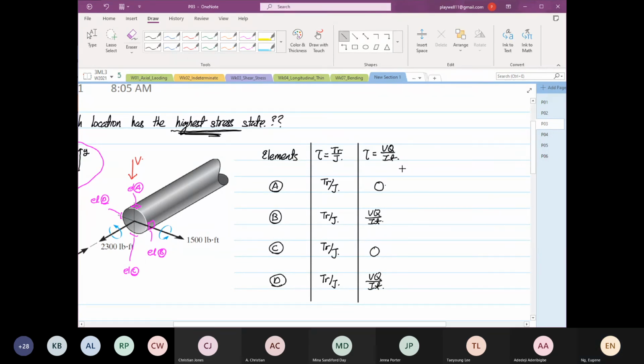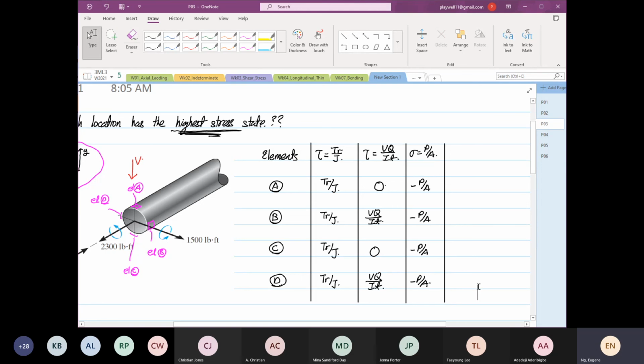So the next one, we have our P over A. Normal stress is due to P over A. Everything is the same. All of them are minus, because all of them are going through what? Compression. And the final column.